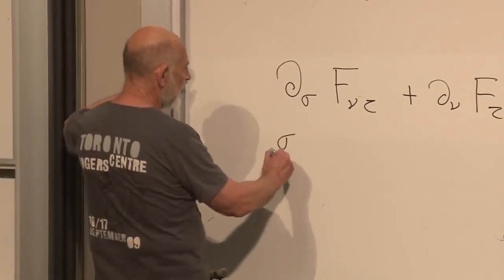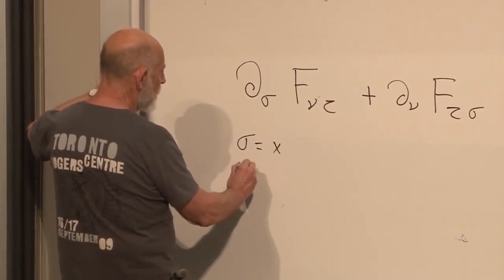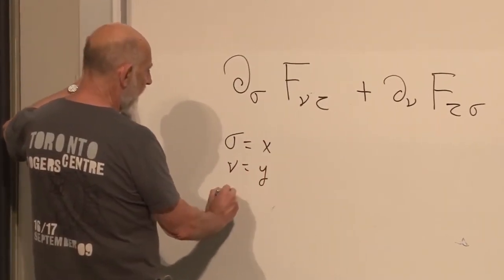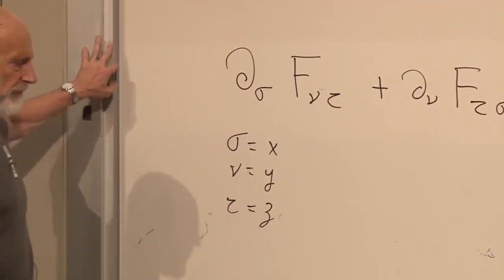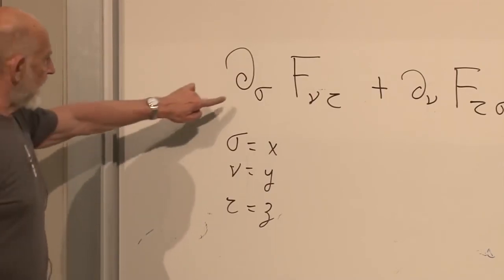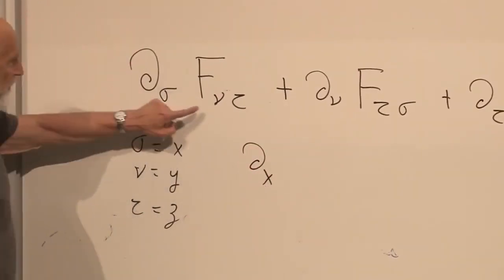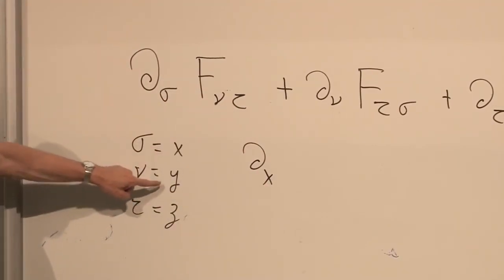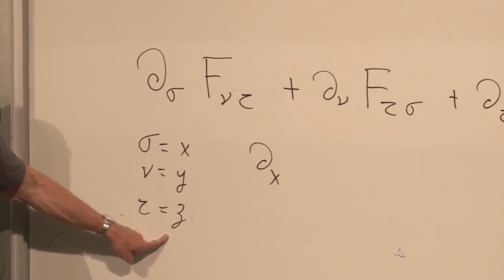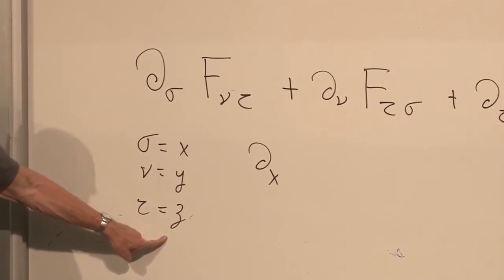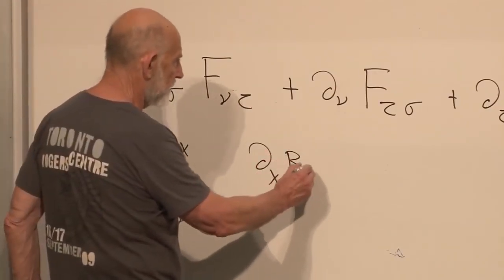Let's take sigma equals x, nu equals y, and tau equals z. Let's try that combination and see what we get. Then, this is derivative with respect to x. Now, this is f nu tau, so that's f_yz. F_yz is what? It's a component of the magnetic field. Which component? Good. Bx. Okay.